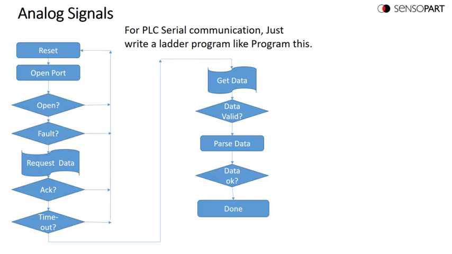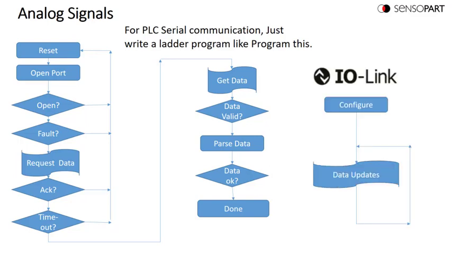I'm not knocking serial. It works great. But the issue many people have, this is a flowchart for writing serial communications in a PLC. You could make it simpler to just ask for the data and get it, but this includes checking for errors and quickly retrying to make it a robust program. Compare that to IO-Link. Once you configure it, your PLC register updates as if by magic, because it is.